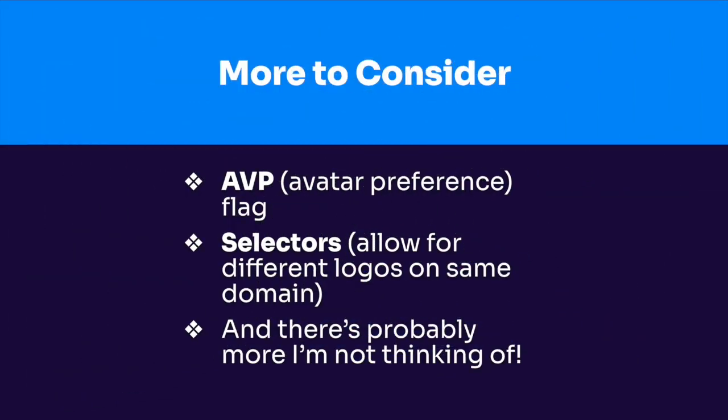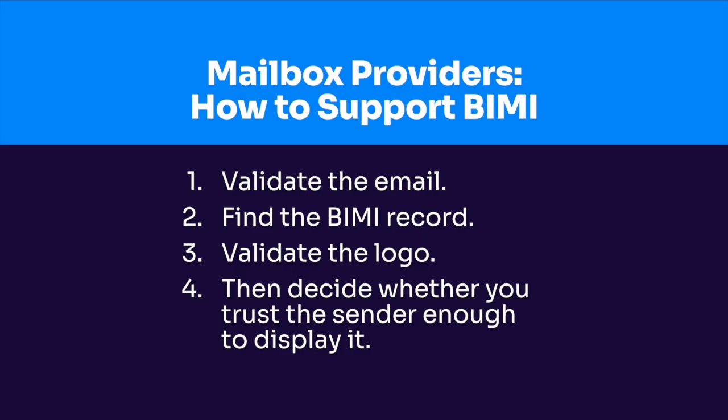Now, there are plenty of additional details beyond what I've covered here. I haven't talked about the AVP or avatar preference flag. I haven't gone into selectors either, though I think supporting them is a good idea if you're able to do that. And every mailbox provider will ultimately have its own display policies and trust model. But if you're trying to understand BIMI from the receiver's perspective, remember these 4 steps. That's the basic roadmap to BIMI support for a mailbox provider.